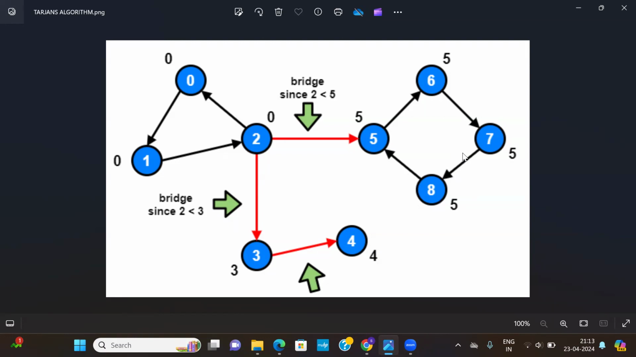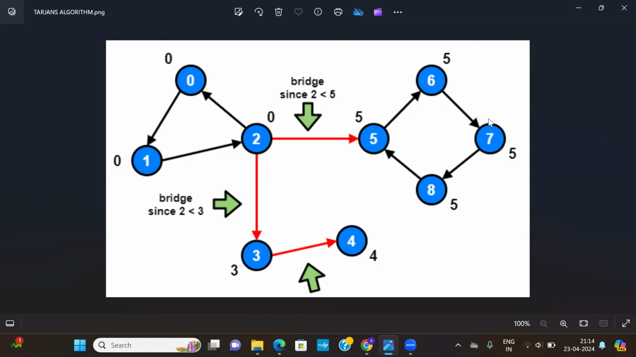7 is the parent node of 8, so I cannot visit it, right? So now I will compare. What is the lowest time of insertion of 8? It is 5. What is the time of insertion of 7? It is 7. Is 7 lesser than 5? No. It means the condition becomes false, so this connection, connecting 7 and 8, is not a critical connection. If it is not a critical connection, I will update my lowest time of insertion. So what does the lowest time of insertion now become? It becomes 5.